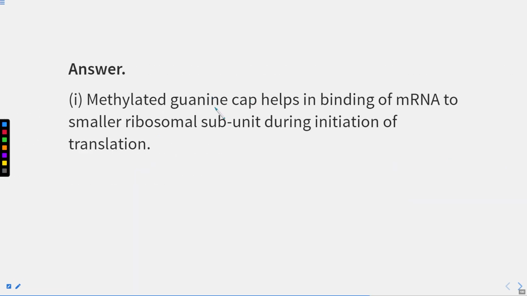So the methylated guanine cap helps in binding of the mRNA to the small ribosomal subunit. So this you have to remember. The small ribosomal subunit adds at the 5' guanine cap during the initiation of translation. So this is the function of the guanine cap.